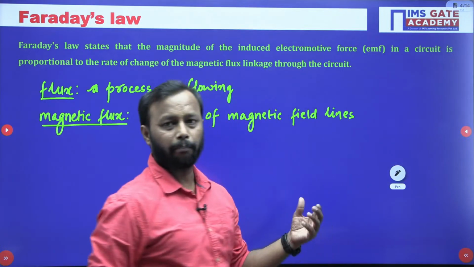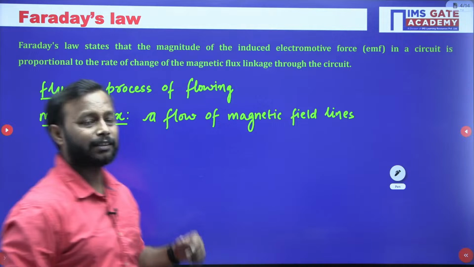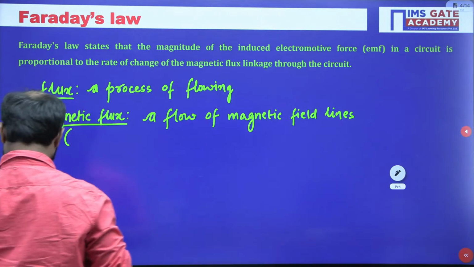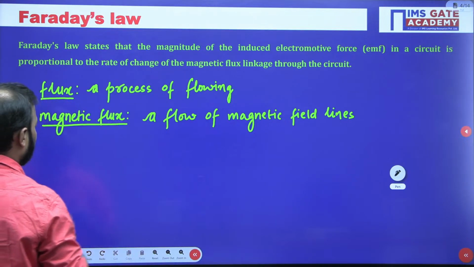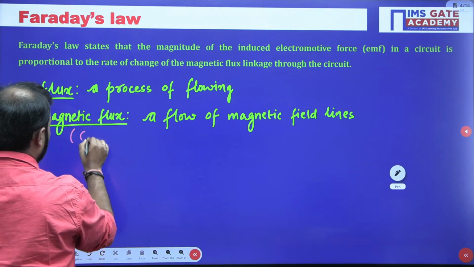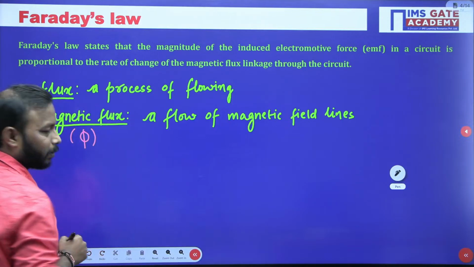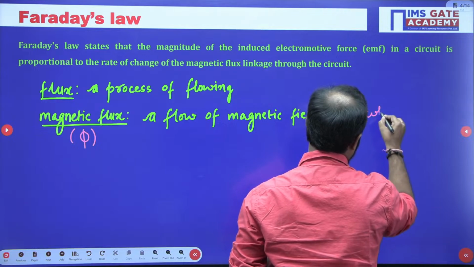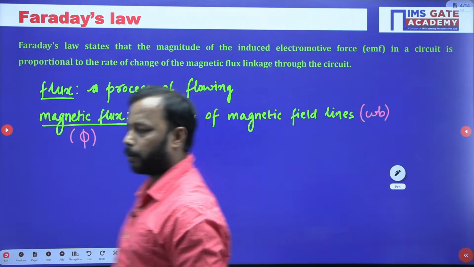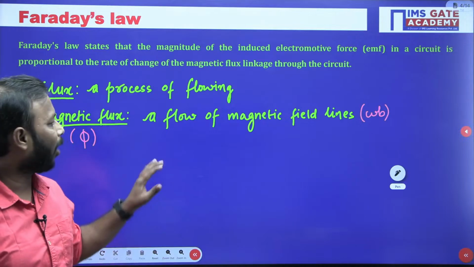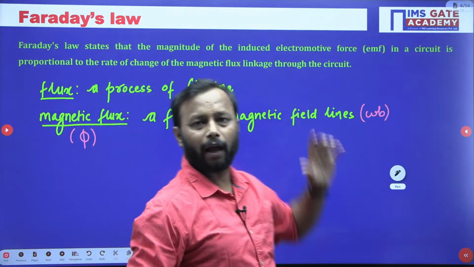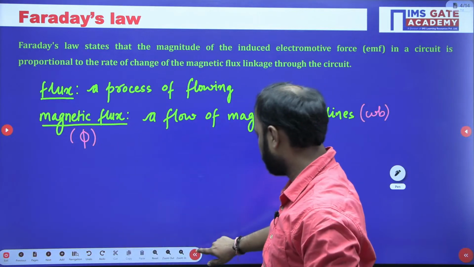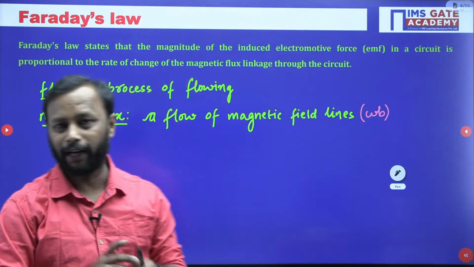is nothing but your magnetic flux, and this is represented as phi, and its unit is Weber. Got the idea? Any doubt in this? So what I have done here is break the words into separate terms, and we are going to combine all the definitions at last.